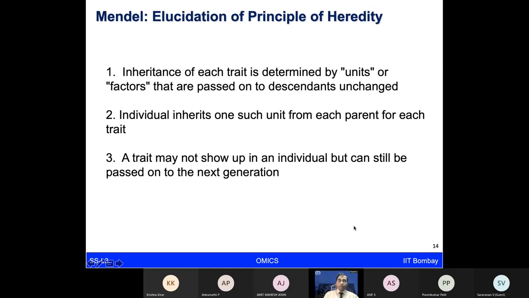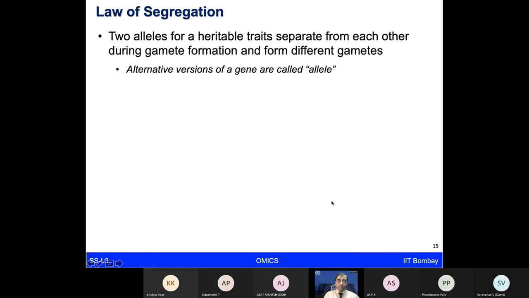Based on these experiments, he was trying to determine what the units or factors are that pass from the parents to the children, or offspring. At that time he did not know about them, but now we know these are the genes. An individual inherits one such unit from each parent. So these are alleles now: for a given gene, you have two alleles, one coming from each parent, and those are inherited and shown in the next generation.